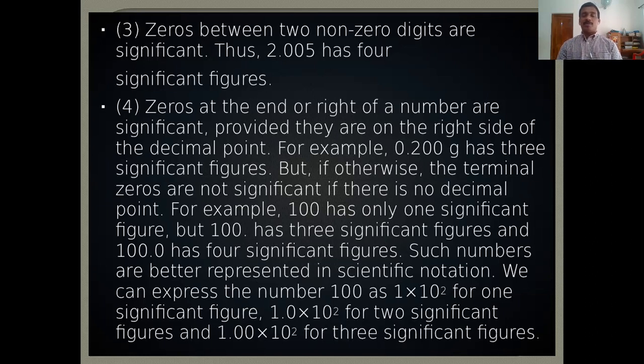For example, 0.200 gram. It has 3 significant figures. Here the zeros are counted. Which zeros? Zeros present to the right side of the non-zero digit. And it is after the decimal point.